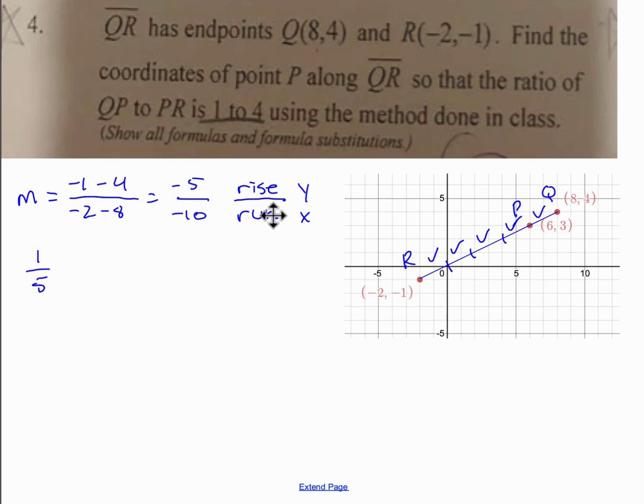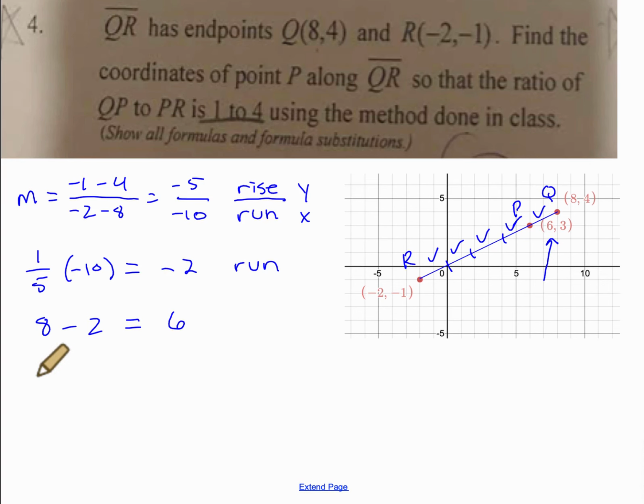So I'm going to do the run first because that's the x coordinate. So 1/5 times -10 is equal to -2. And again, we're doing the run here. Okay, and the x coordinate of Q is 8. And I take 8 and I subtract the 2, and that gives me my x coordinate for P, which you can see we have right there.